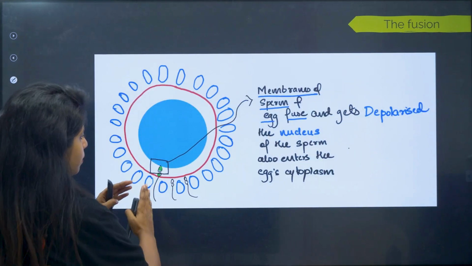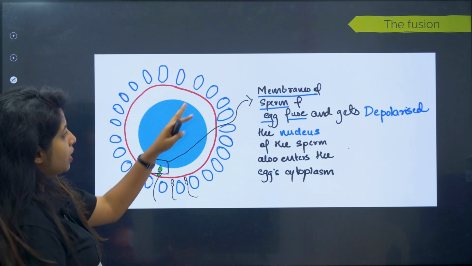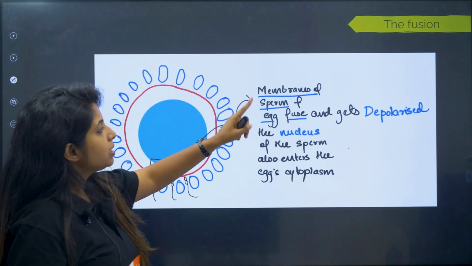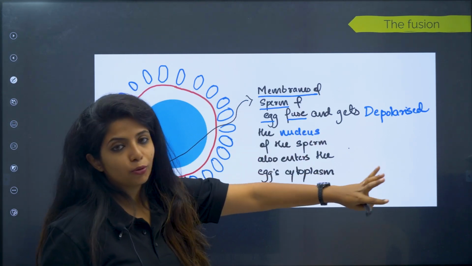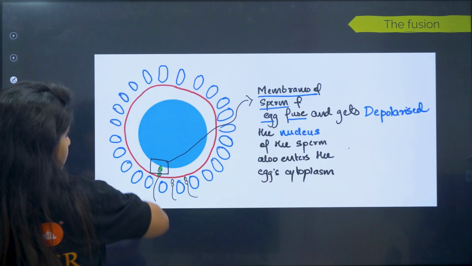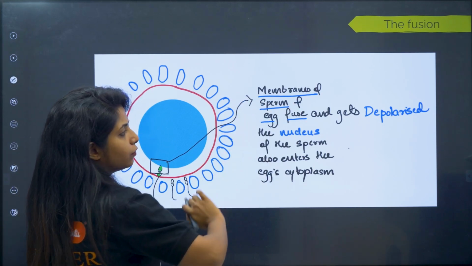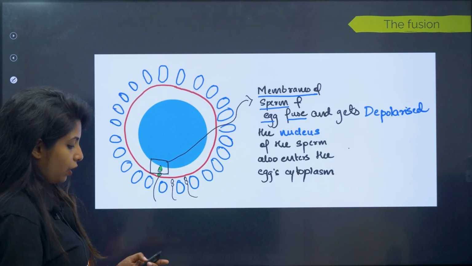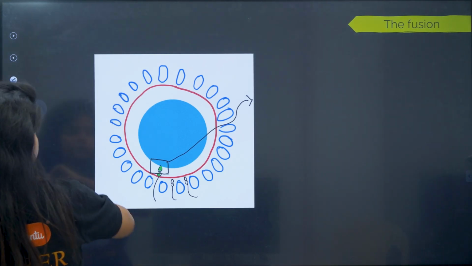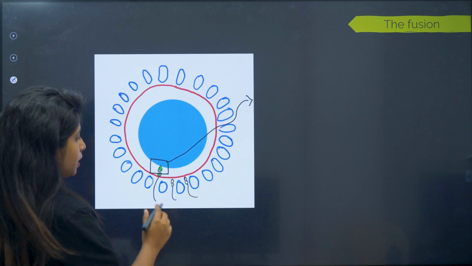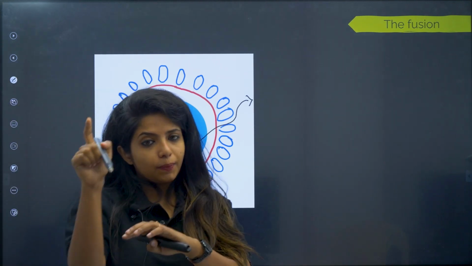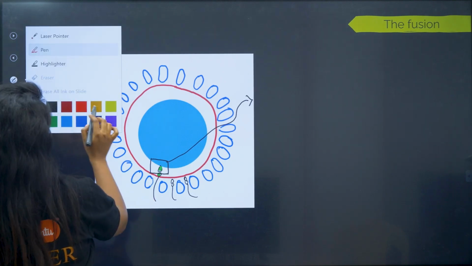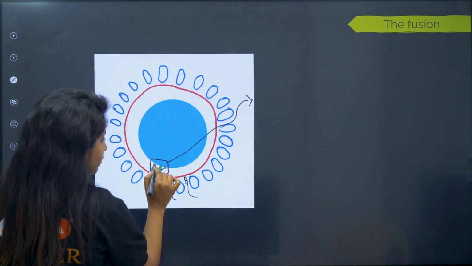What will happen? The sperm will go and try to fuse with the secondary oocyte over there. Membranes of the sperm and the egg fuse and get depolarized. What do you mean by that? I'll tell you. You need to note all of these things down. Listen to me very carefully. The first thing that happens is the sperm goes and attaches to the plasma membrane of the secondary oocyte. Now at this point, certain proteins get activated.